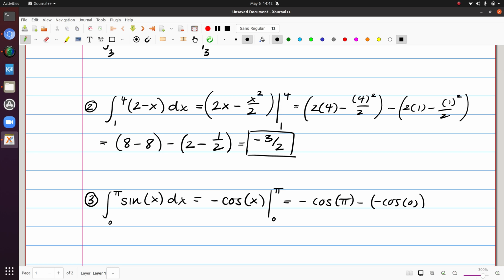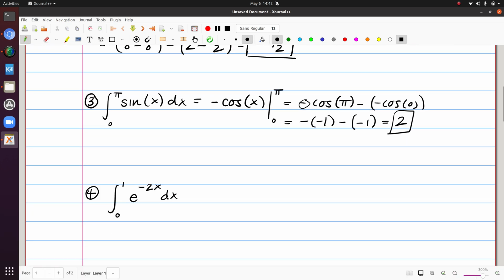Cosine of pi is negative 1, but we're multiplying it by negative 1. So we have to be careful. That's going to be a positive 1. And then minus, well, cosine of 0 is 1. Negative cosine of 0 is negative 1. So all of these minus signs are just going to give me a positive 1 plus another 1. And so we'll get 2.